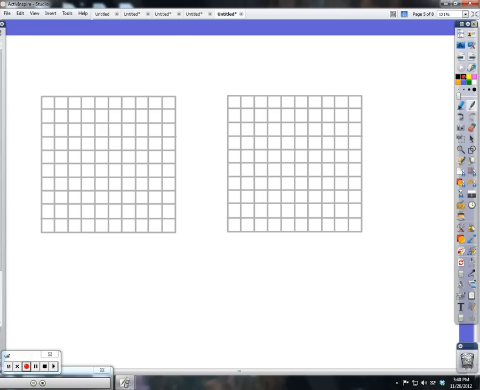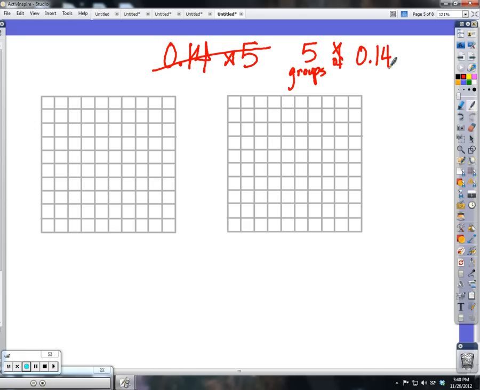Let's say you've got 14/100ths multiplied by 5. So once again, I'm going to use my commutative property and think of that as 5 groups of 14/100. Now this time I'm going to make sure to take a little bit more time on my shading and count just a little bit more carefully.